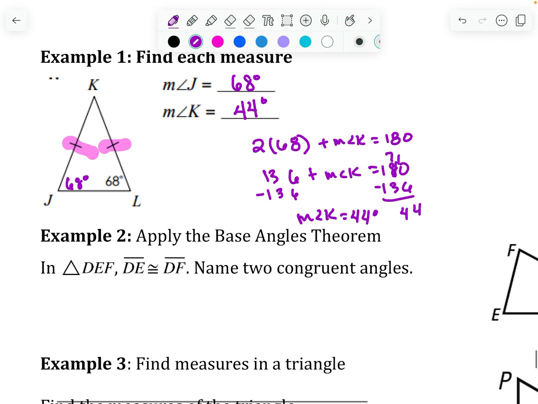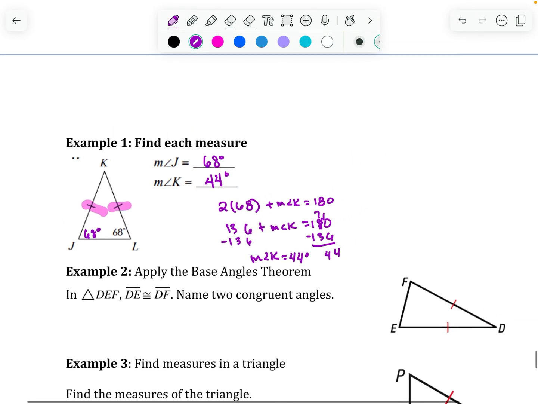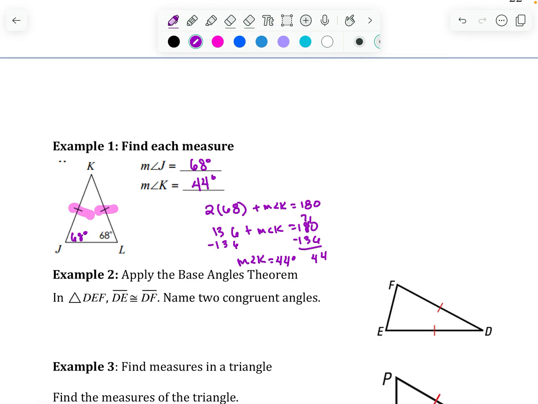All right, so that was an example of our base angles. Here we're going to just name two congruent angles. So we have triangle DEF, and we know DE is congruent to DF. So the two congruent angles we name are angle F congruent to angle E, because those are our two base angles.